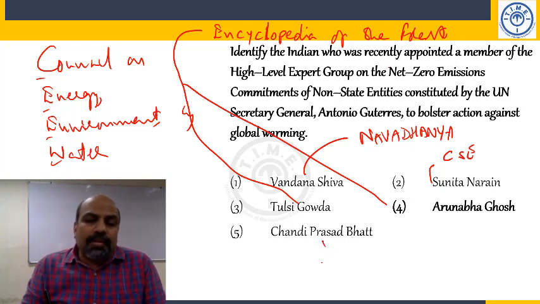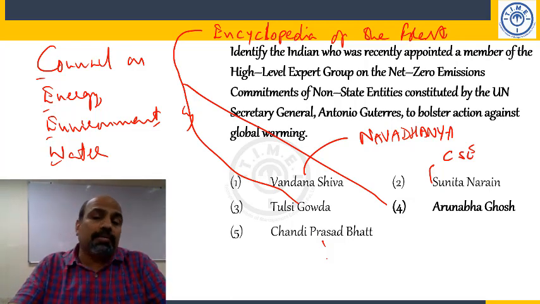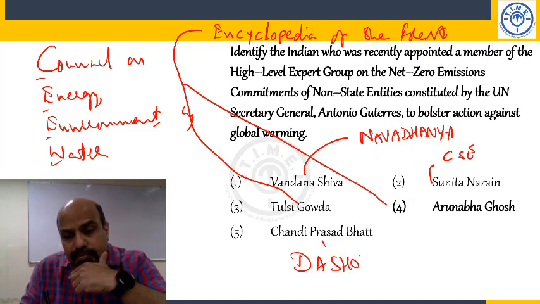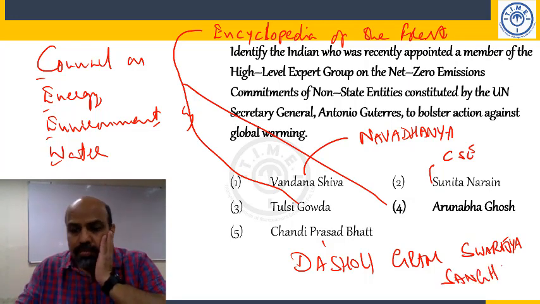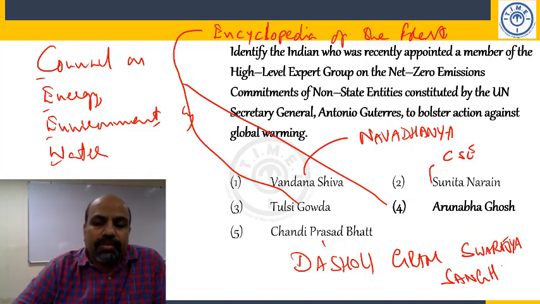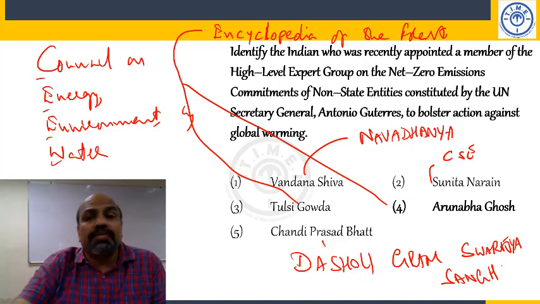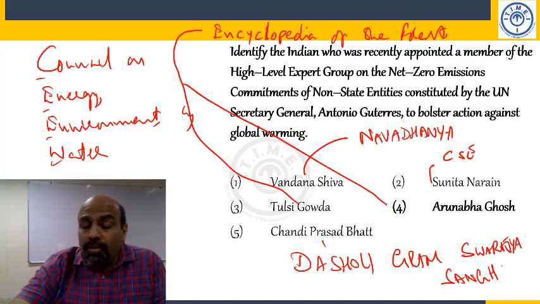Chandi Prasad Bhatt. Chipko movement, where people would hug trees to discourage tree fellers, meaning tree cutters. So he started something called the Dasholi Gram Swaraj Sangh. This is the organization which started the Chipko movement. Okay. And by the way, Chandi Prasad Bhatt has also won the Gandhi Peace Prize, I think in 2013 or 15.